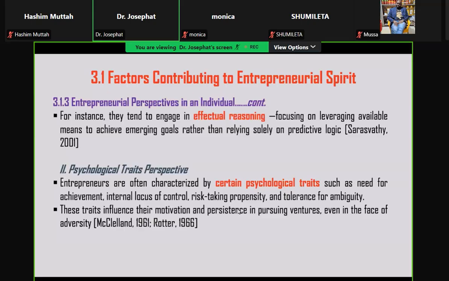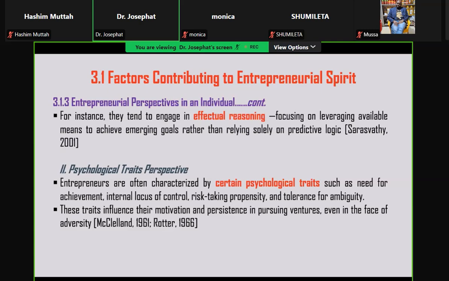So the second one, we talk about the psychological trait perspectives. Entrepreneurs are often characterized by certain psychological traits. Na tulipokuwa tunaongelea entrepreneurial theories, tuliongelea zaidi hii ya psychological theories. So they are always characterized by certain psychological traits, such as need for achievement, internal locus of control, risk-taking propensity, and the tolerance for ambiguity. Hii kwa zaidi tulipokuwa tunaongelea psychological trait perspectives. So these traits always influence their motivations and persistence in order to pursue ventures even in the face of adversity. Na tuliangalia kwamba kuna ambao wana high need for achievement, they always go to undertake entrepreneurial activities.